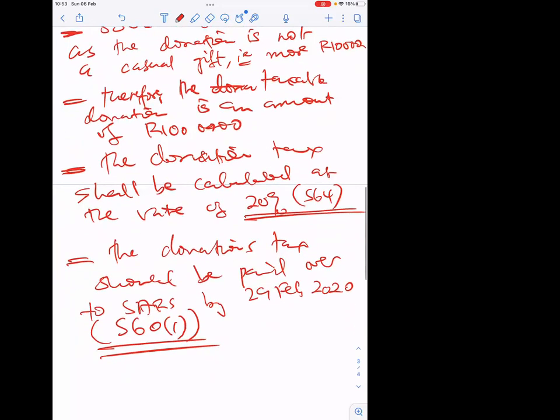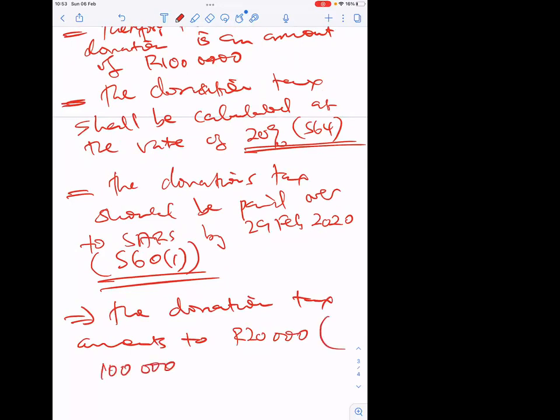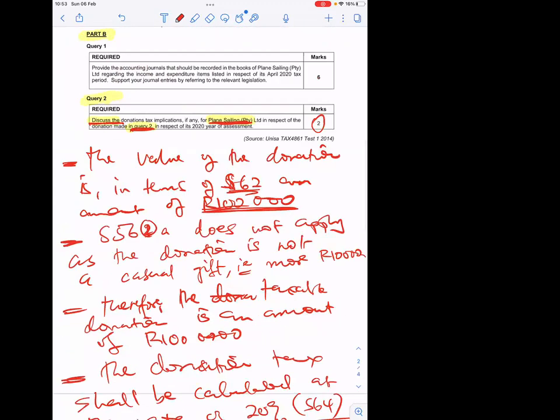Right, discuss. As a bonus, the donation tax amounts to, I calculate, 20,000. Show a calculation inside, being 100,000 times 20%. Good people, if you do this, you responded adequately. These are the CTA answers.